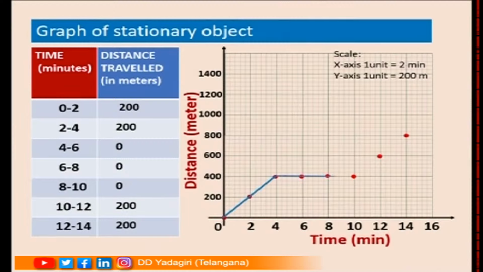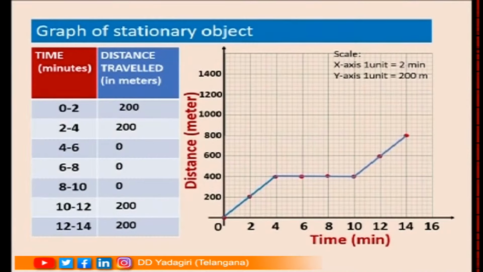Now map all the points, you will get the graph like this. So this graph has 3 parts, children. So from 0 to 4 minutes, 4 to 10 minutes, and 10 to 14 minutes. So observe here, from 0 to 4 it covers equal distance in equal time intervals. That's why from 0 to 4 minutes the motion is uniform motion.